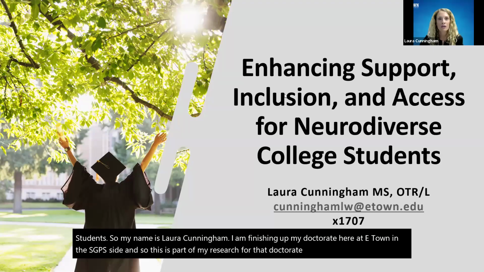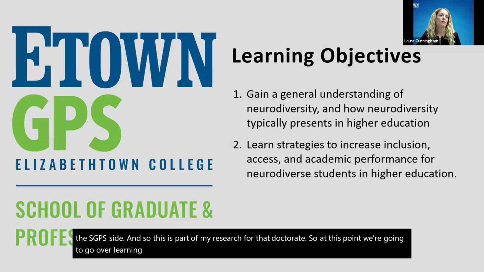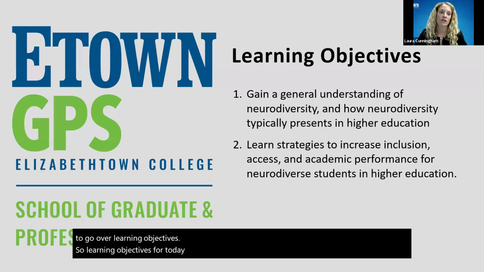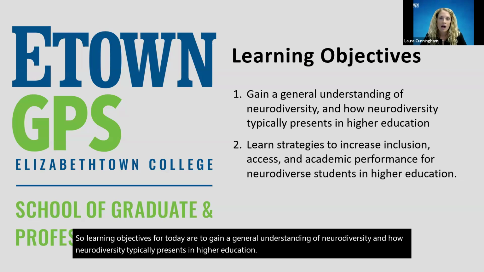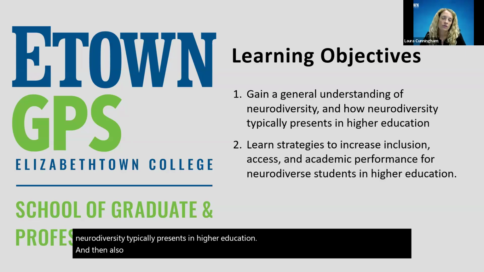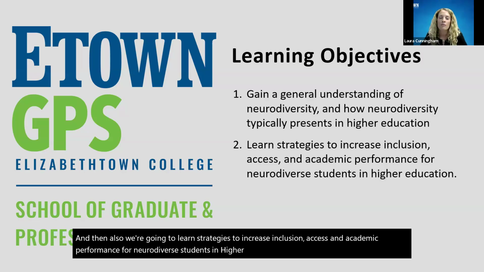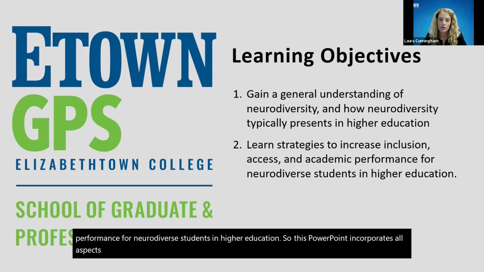So at this point, we're going to go over learning objectives. The learning objectives for today are to gain a general understanding of neurodiversity and how neurodiversity typically presents in higher education. And then also we're going to learn strategies to increase inclusion, access, and academic performance for neurodiverse students in higher education. This PowerPoint incorporates all aspects recommended in the literature to increase inclusivity and access for neurodiverse students, as well as other disabilities.